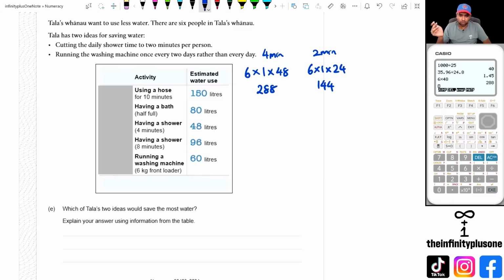Running a washing machine is only like 60 liters. So if they run it every 2 days, they will actually save only 60 liters of water. So I think if you look at the ideas for saving water, the shower idea is the best. So we're going to say that reducing shower time is the best option.